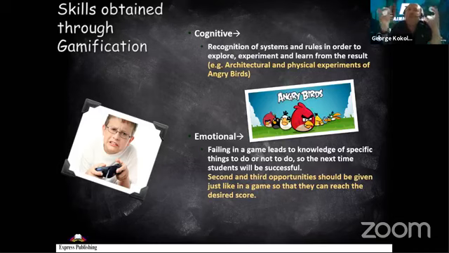Why? Because you need to adjust. You need to recognize the system and the rule in order to explore, experiment, learn from the result, a lot of trial and error, and then become a winner. You need to adjust your finger so as to demolish and deconstruct this tower. And this means a lot of adaptability and progression of cognitive skills. And of course, it's all about emotion, my friends, because failing in a game leads to knowledge of specific things to do or not to do. So the next time the students will be successful. We all learn through our errors.